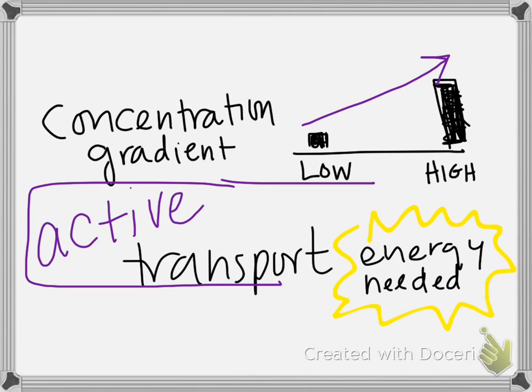With cells, if you want to pack a bunch of stuff into a cell, just think about an air tank as a cell. If you want to pack a bunch of air molecules in there, it's going to take energy. So cells sometimes have to do something called active transport, and that requires energy. So the big thing here is just active transport versus passive transport.